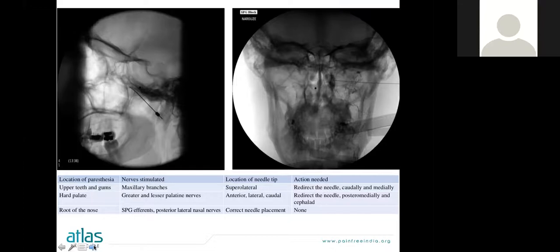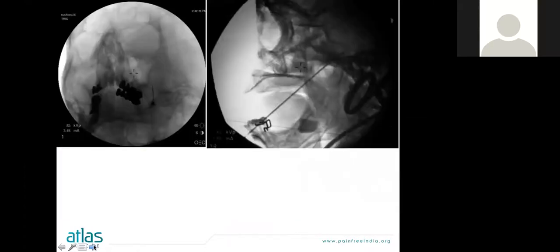So that's the sphenopalatine, and what we then do is we're going to look at the trigeminal ganglia and the trigeminal ablations. We do a lot of them. We do at least one or two of them every week, the Gasserian ganglion block and the ablation. We don't do the blocks, we just go for the ablation straight away.